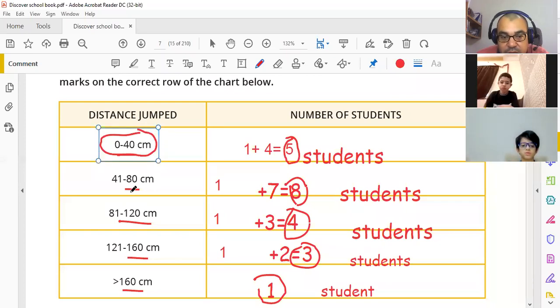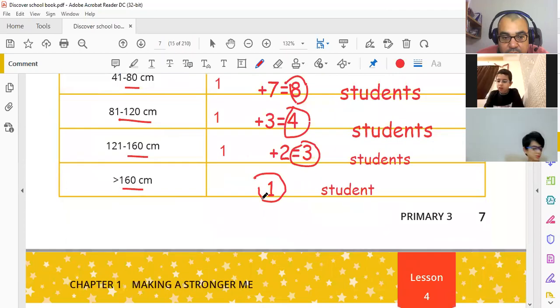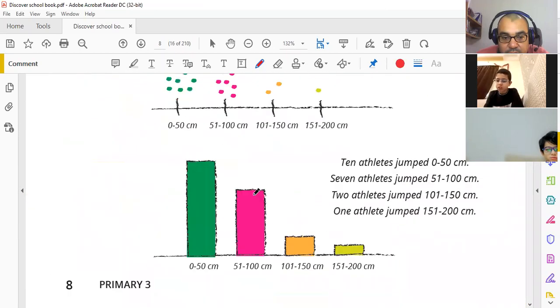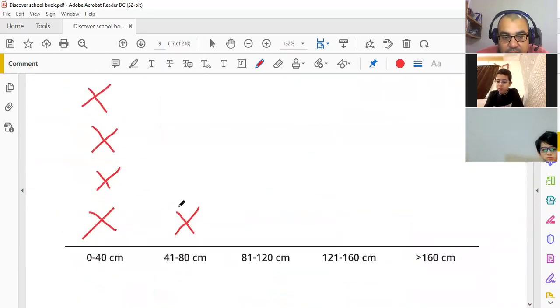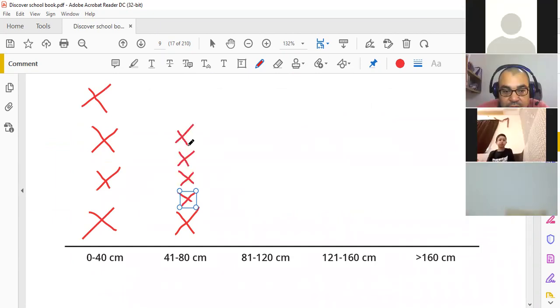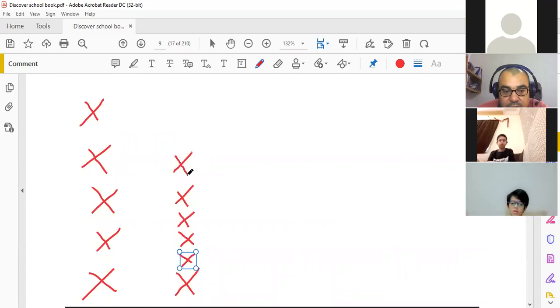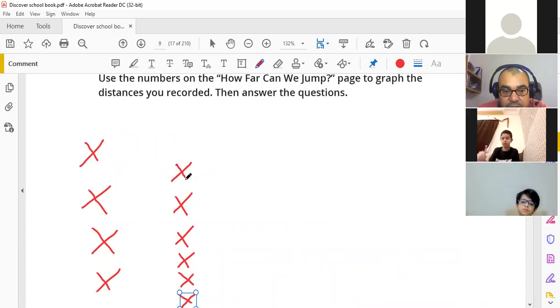How many students can jump for 80 centimeters? 8 students. So we go back again to the table, to the graph, and here we draw 8 marks. 1, 2, 3, 4, 5, 6, 7, 8.